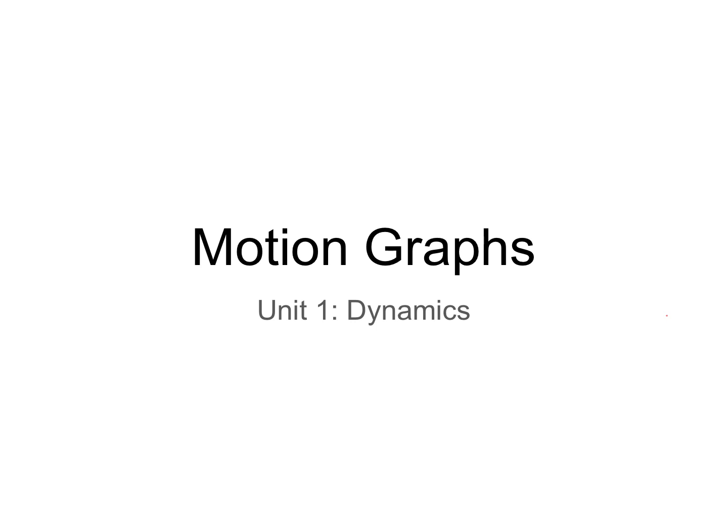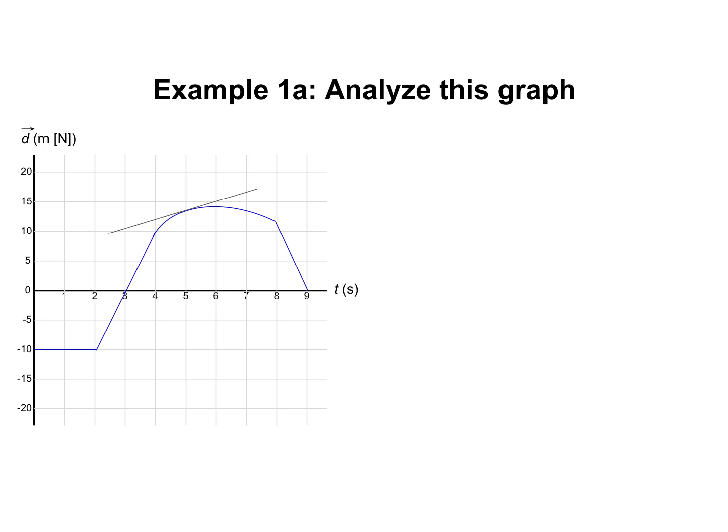Today we're going to review motion graphs from grade 11. So here's the first graph to talk about. First of all, you want to read the axes, so see what the axes are labeled with. On the vertical axis, I see a D with the harpoon. That's position. And on the horizontal axis, I have T in seconds, so that's time. So this is called a position time graph.